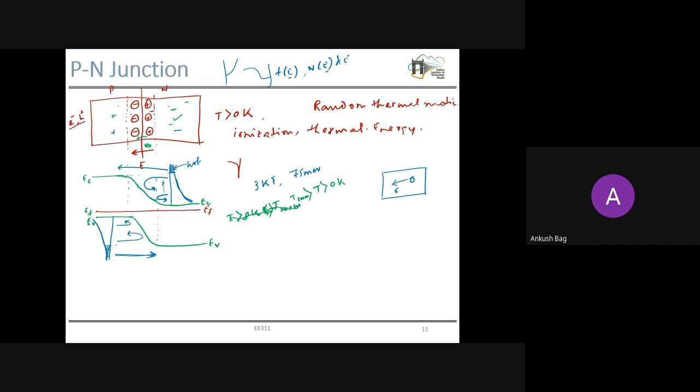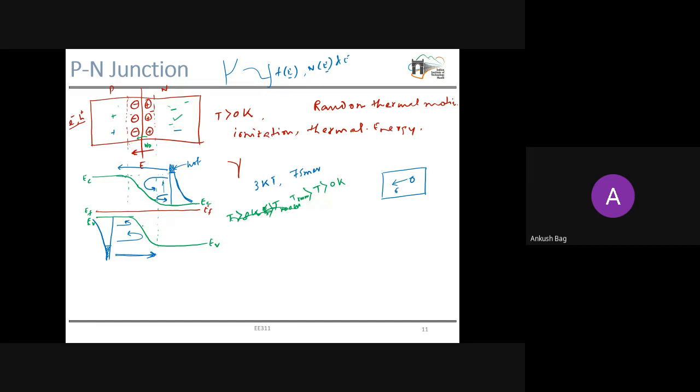So again, this process, once again, this is under equilibrium. So there should not be any current. So this is thermal equilibrium. So there should be some opposing process which will cancel out this current: the current due to the diffusion of electrons from the n side to p, and the current due to the diffusion of holes from the p side to n. So which process will cancel out this diffusion related current?